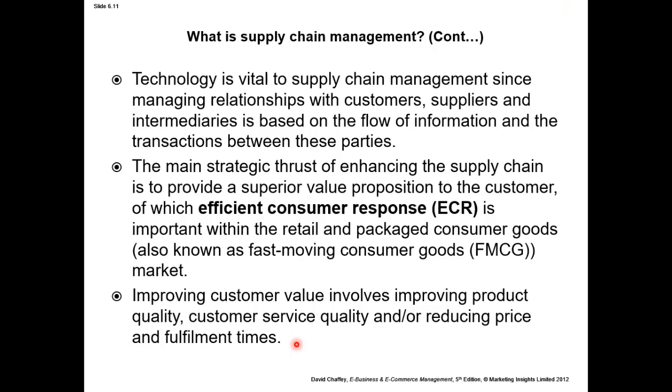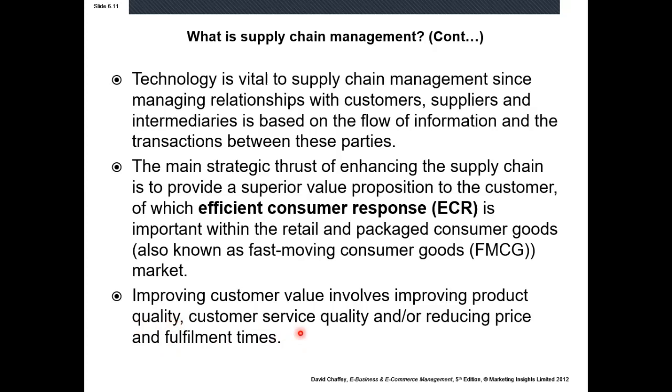So if we want to improve the value we deliver to the customer, we can either improve our product quality, or improve the quality of the service that we provide to our customers, or we can even reduce the price of the product that we are selling, and the fulfillment time we use to ultimately deliver the end product as well, right? By focusing our attention on these elements, we can improve the value we deliver to the customer. And to do this, this strategy of efficient consumer response helps us a lot.